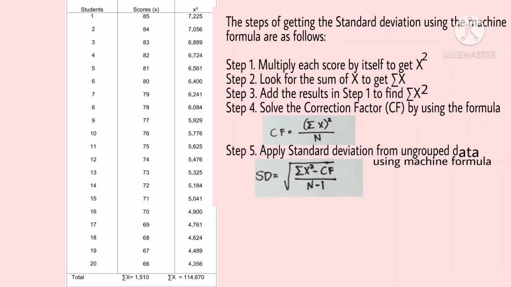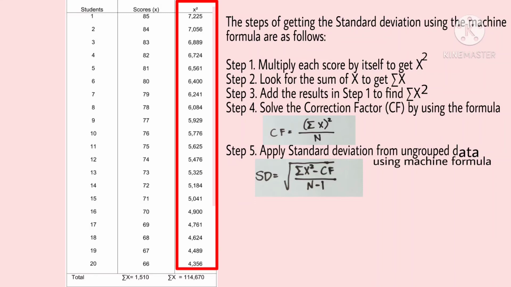70 times 70 is equal to 4,900. 69 times 69 is equal to 4,761. 68 times 68 is equal to 4,624. 67 times 67 is equal to 4,489. 66 times 66 is equal to 4,356. So now that we have our x squared in the third column, let's go to step 2.